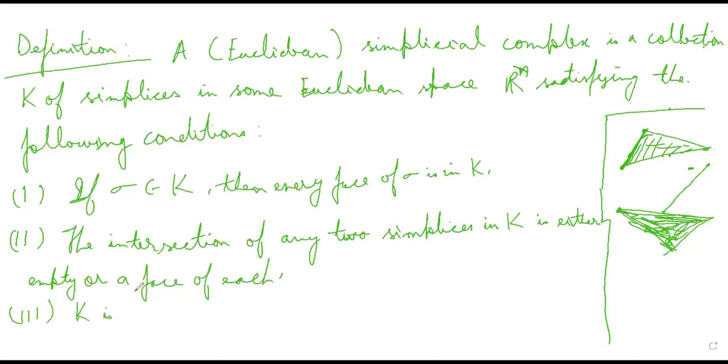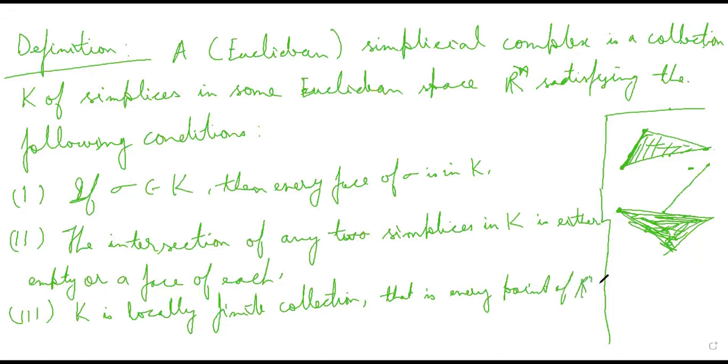K is a locally finite collection. That is, every point of Rn has a neighborhood intersecting at most finitely many simplices of K.